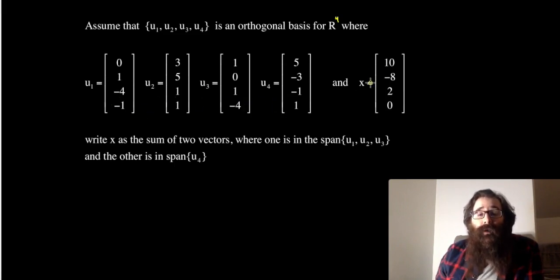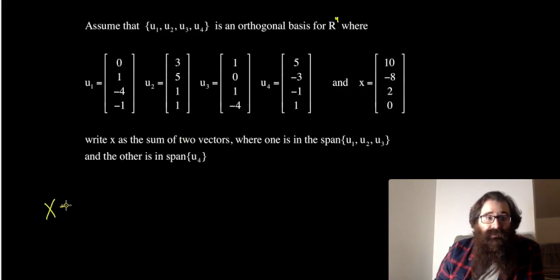What's even better about that, since these are orthogonal vectors and not just any type of basis, it's an orthogonal basis for R4, I already know how the linear combination is going to look. I don't have to build an augmented system and solve. I can tell you how it's going to be built right away. And that means x is going to be equal to a linear combination of these vectors, u sub 1 through u sub 4.